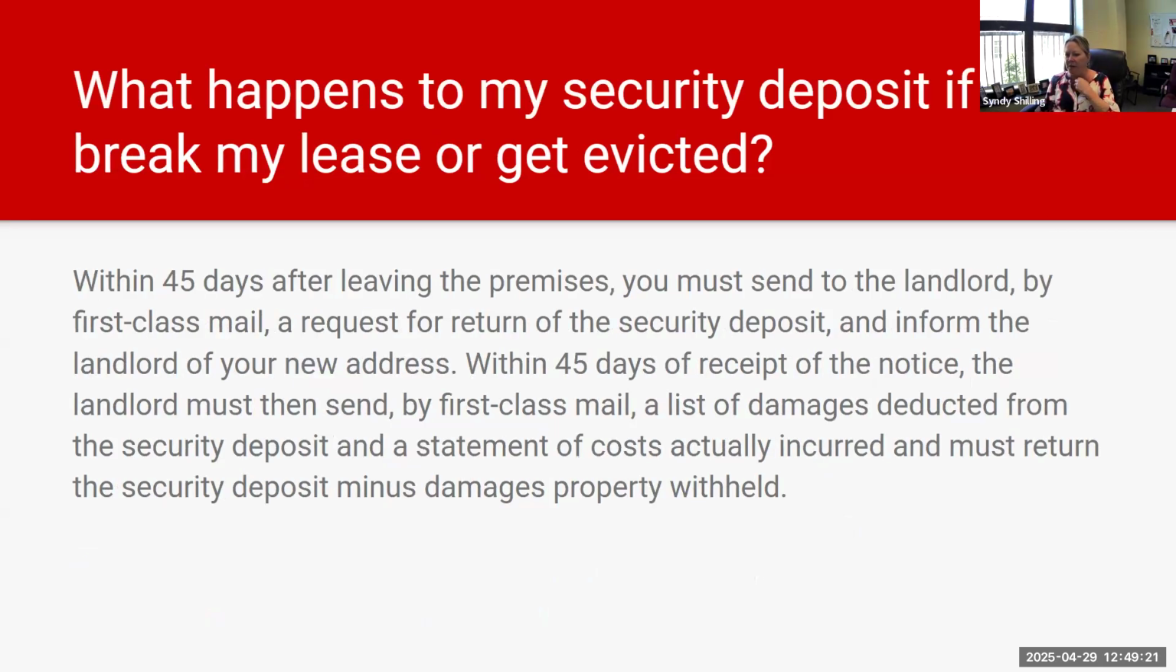Okay, so what happens to my security deposit if I break my lease or get evicted? So as we said, within 45 days after leaving the premises, you have to send to the landlord a request for the return of the security deposit and let the landlord know of your new address. And then within 45 days of that notice, the landlord has to send the list of damages deducted from the security deposit, as well as, we said, a very itemized statement of costs that were actually incurred, not just hypothetical, minus the damages from the security deposit.